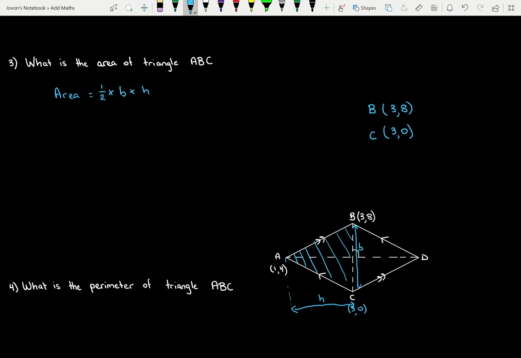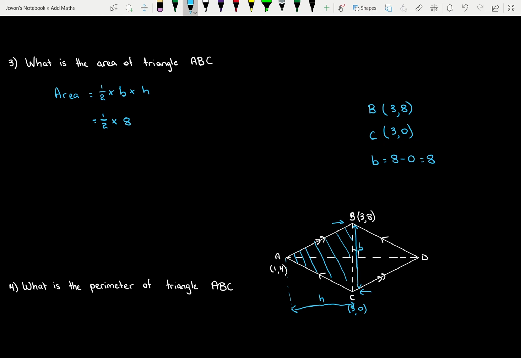If we want to find the length of this line, we just have to find the difference in height, because the line is straight. The difference in height, which will give you the breadth, is equal to 8 minus 0, which is equal to 8, because here the value of y is 8 and here the value of y is 0, so the difference between them is 8. So the area is equal to a half multiplied by 8, and now multiplied by the height here. Now we're going to find this h here.